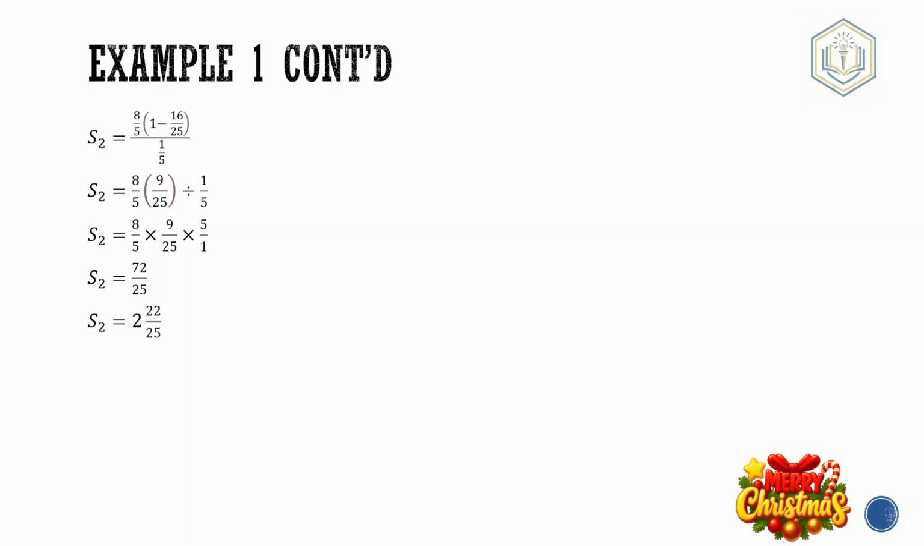25 will go in 72 two times, the remainder 22. So the sum of the terms is going to give a mixed number, 2 whole number 22 over 25.